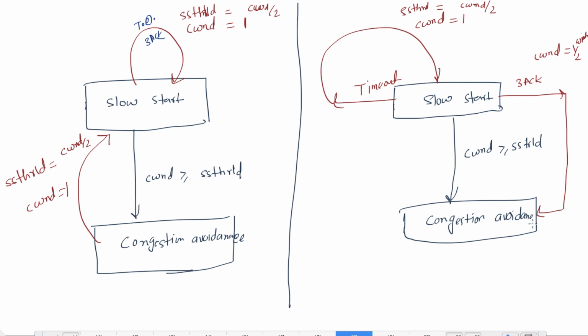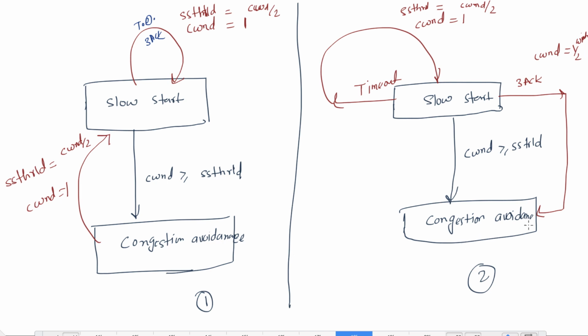Let me just go to the congestion avoidance directly, where my congestion window will be half of the current window, right? That is all. That is the difference between the earlier implementation. This is implementation number 1, this is implementation number 2, and that's the only difference. So this will happen in both the cases, which means the congestion may also occur here.